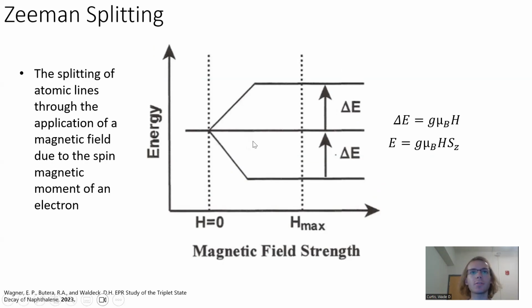The equation for determining the splitting is the Bohr magneton μB, the spectroscopic splitting factor g, and the magnetic field strength H multiplied together. The energy of each spin is the same variables multiplied by the spin of the electron, S sub z.